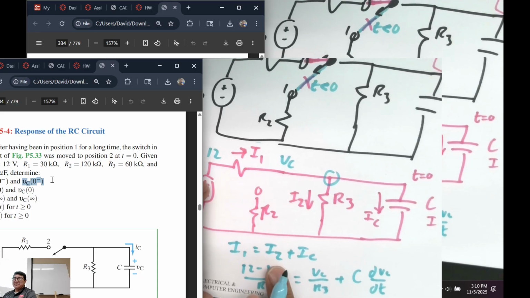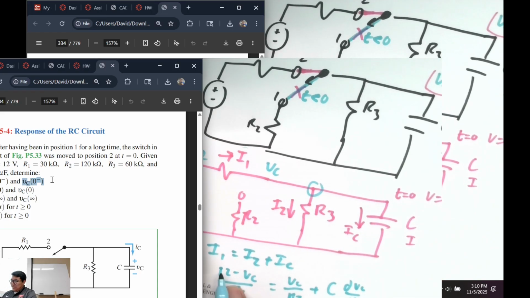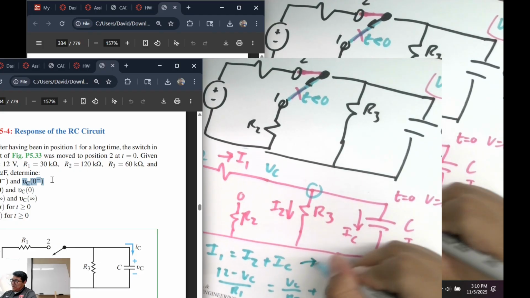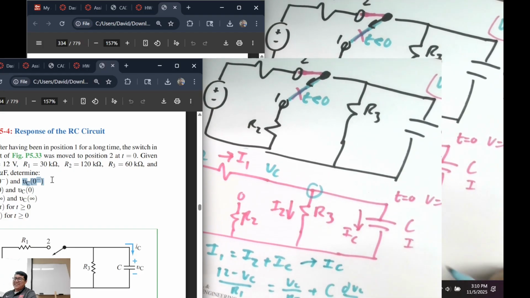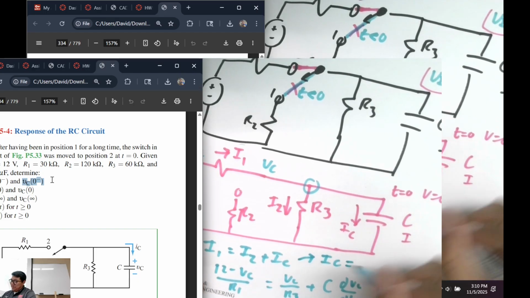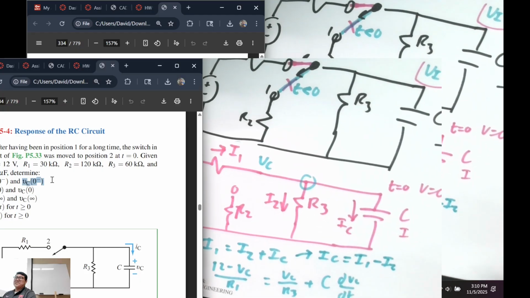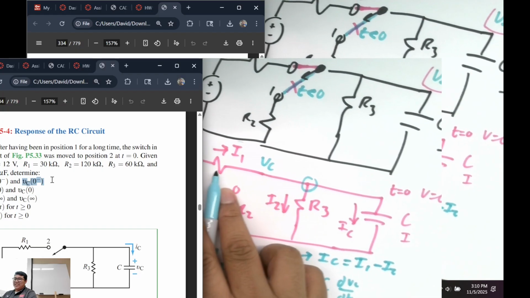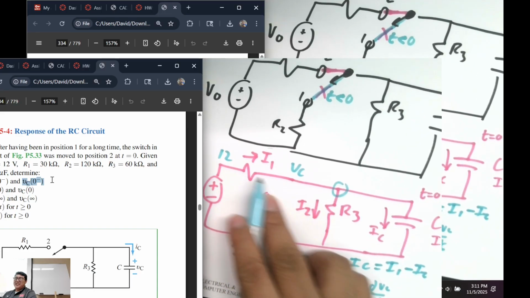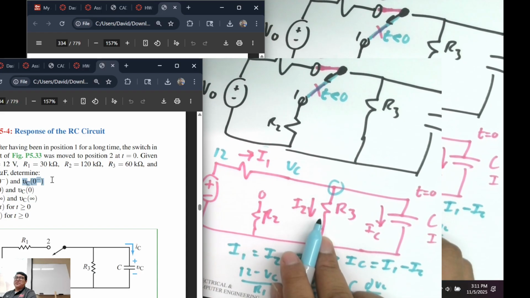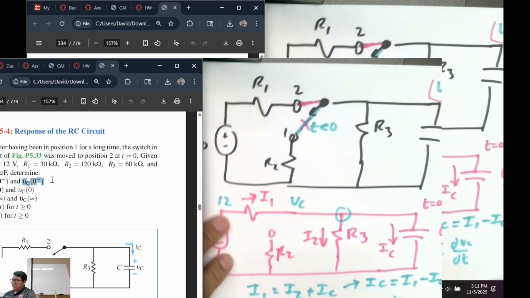I wonder. Because you can also do the following. If we wanted to do this, IC is equal to I1 minus I2, correct? And then just solve for the instantaneous current going through here and the instantaneous current going over here. Actually, let me tell you this.